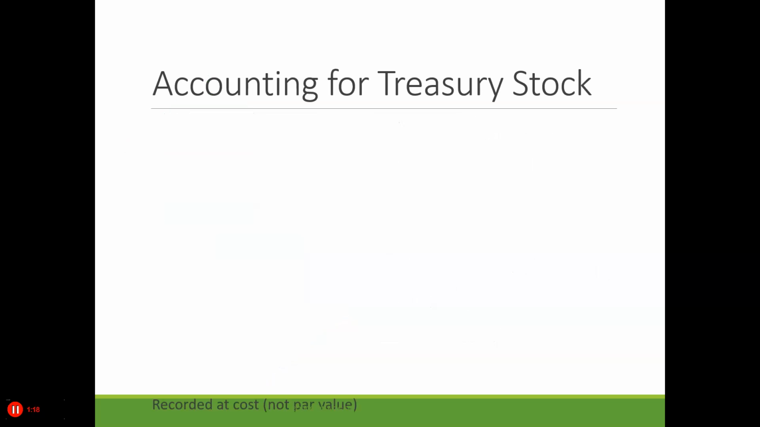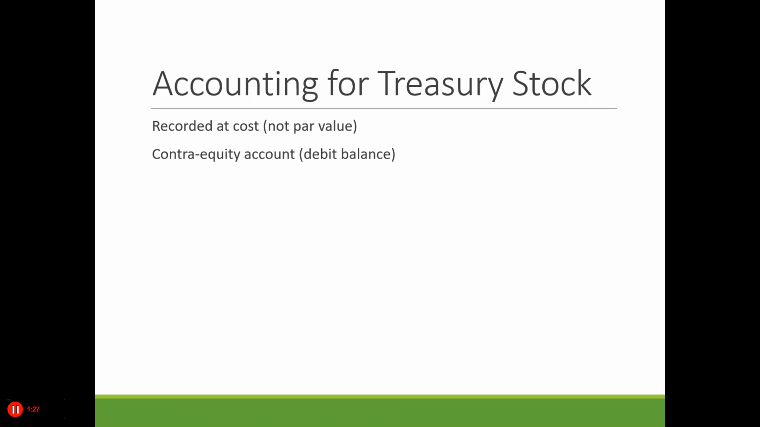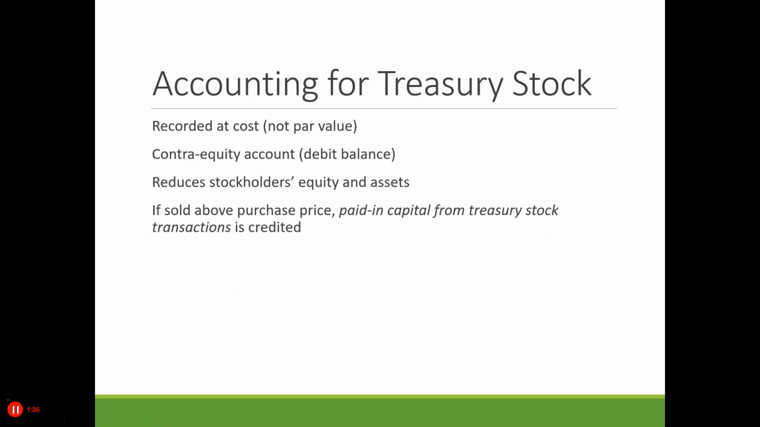Now, accounting for treasury stock. Recorded at cost. Remember, you ignore par value when you're dealing with treasury stock. It is a contra equity account, which means it has a debit balance. It reduces stockholders' equity and assets. If sold above purchase price, paid-in capital from treasury stock transactions is credited. Remember, you never can have a gain or loss when buying or selling your own stock.